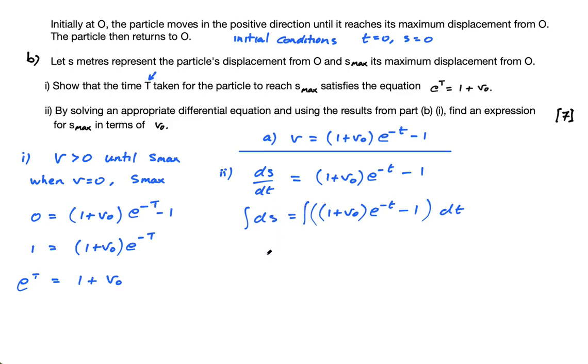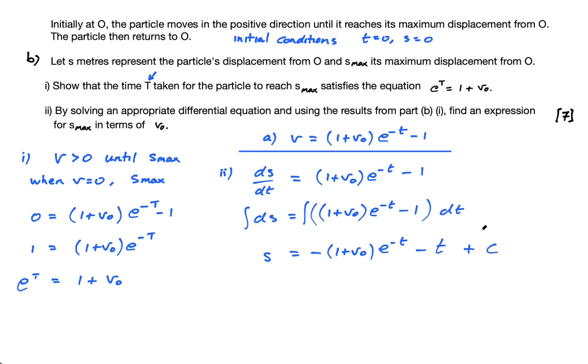The integral of ds is just s. The integral of this, so V0 is just a constant, guys. That's the initial velocity. So I'm just integrating e to the negative t, which is just negative e to the negative t. So it's going to be negative 1 plus V0 e to the negative t. And then minus 1, the integral of minus 1 is minus t. And don't forget my plus c, add on a constant.